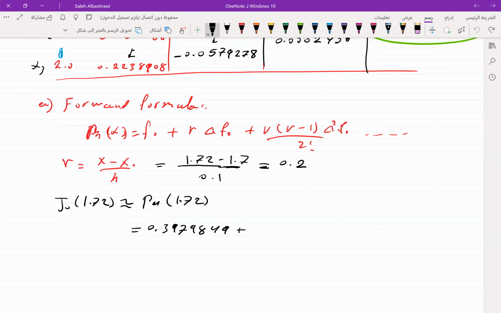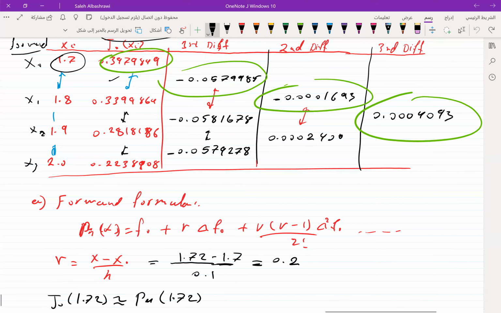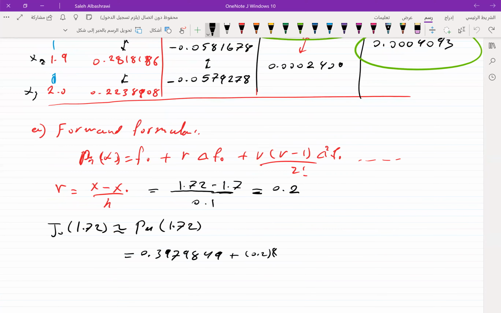Plus r, which is equal to 0.2, multiplied by the first difference. First difference is given by minus 0.0105799 85.